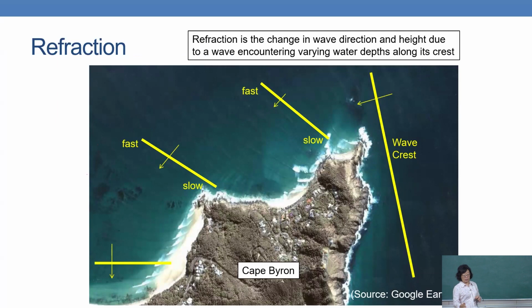So that's the diagram you are able to see. If you have a wave propagated through this, based on the bottom topography, you are able to see how the wave direction will be changed. Because this is deeper offshore and near the shore will be shallower, you are able to see the wave direction change. So this is a typical diagram you are able to see.